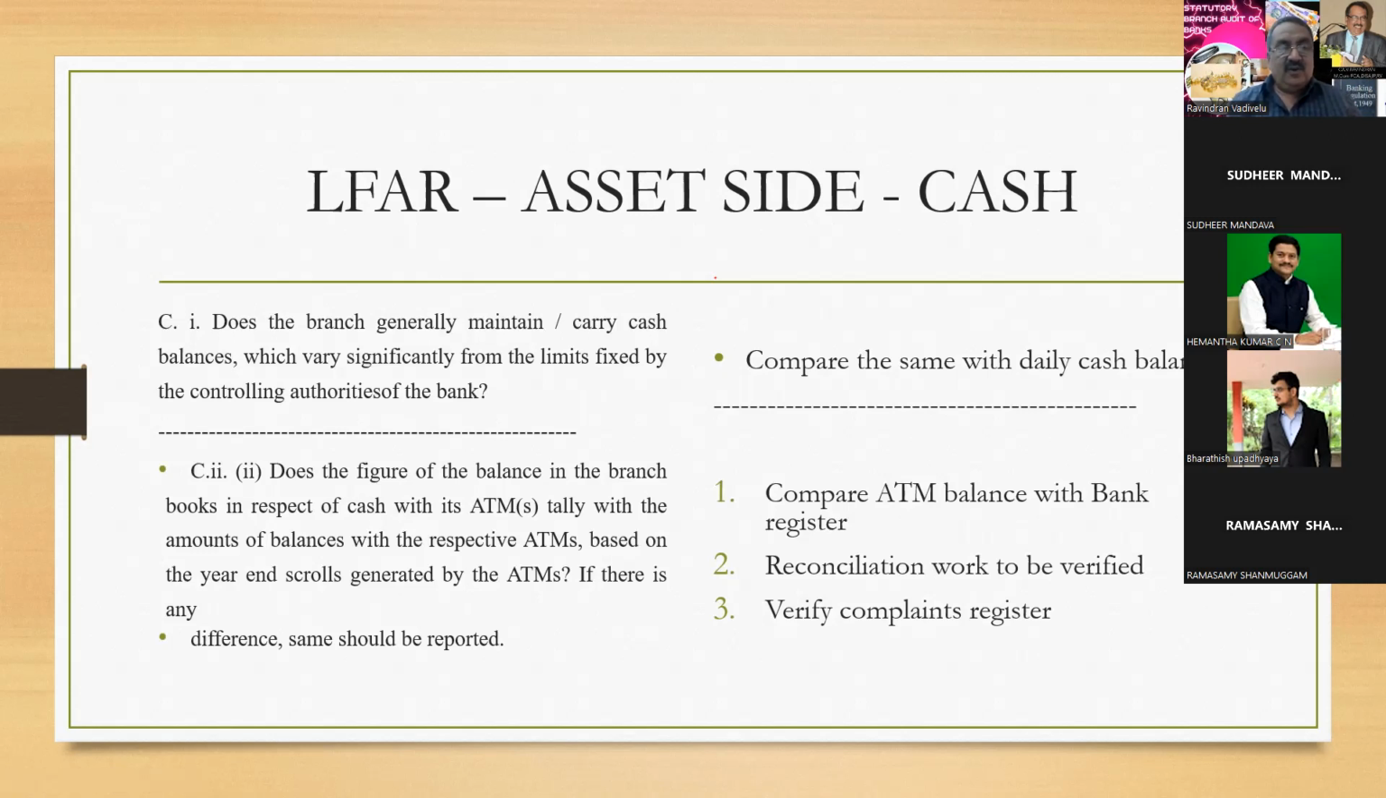Then, okay, the question is C1: does the branch generally maintain or carry a cash balance which varies significantly from the limits fixed by the controlling authorities? It is very, very simple. The limit fixed by the controlling authority is a retention limit. So every branch has got a retention limit.